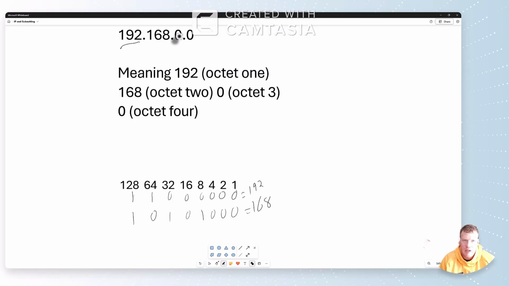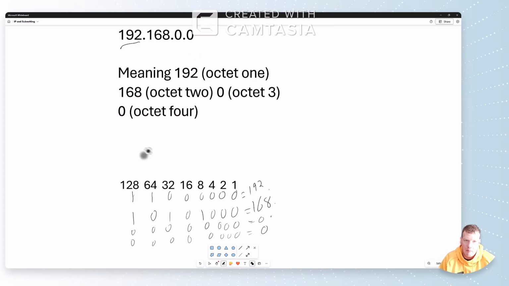For our last 2, they're just zeros. So these are all just going to be 0 because we're not trying to add any numbers here. And we'll do the same for the bottom. Now we have 192.168.0.0, and that's how we create these numbers.